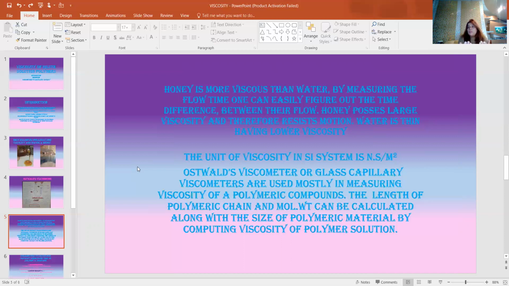Okay, now let's come to some other aspects of viscosity. The unit of viscosity in the SI system is Newton second per meter square. Ostwald's viscometer or glass capillary viscometers are used mostly in measuring viscosity of polymer compounds. Molecular weight can be calculated along with the size of the polymeric material by computing the viscosity of the polymer solution. So the molecular weight can also be calculated depending upon the size of the polymeric material, when we are computing the viscosity of that polymer solution.